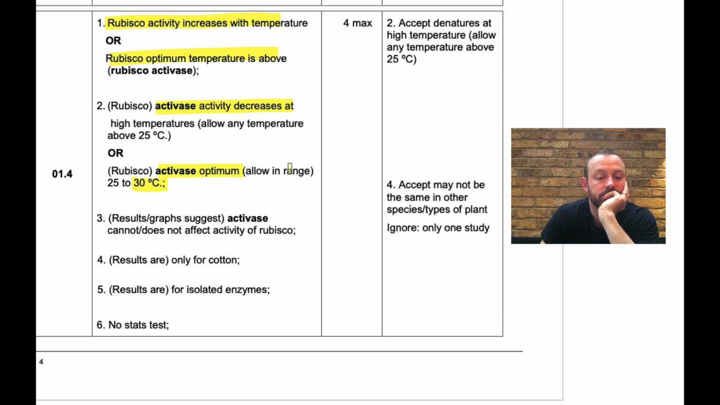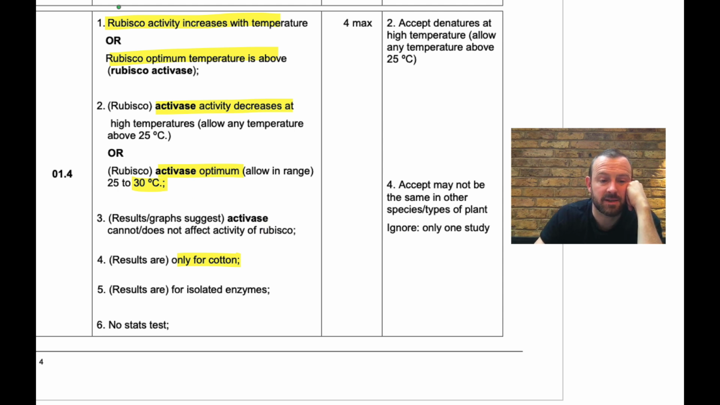Yeah, look at all these things. Okay, so the negative things. It's only for cotton plants, that's what I said. Results graphs suggest activase... why is that? I don't quite understand that. Results graphs suggest activase cannot or does not affect activity of Rubisco.